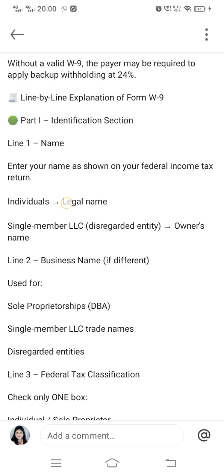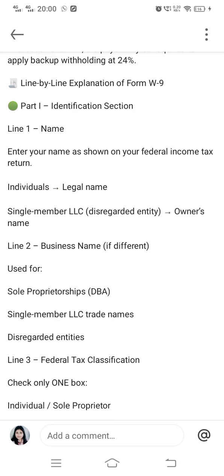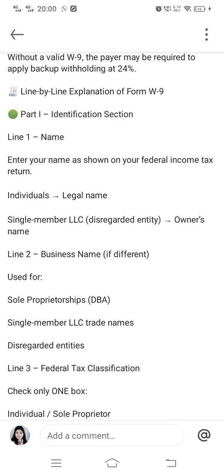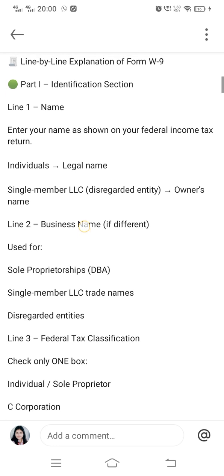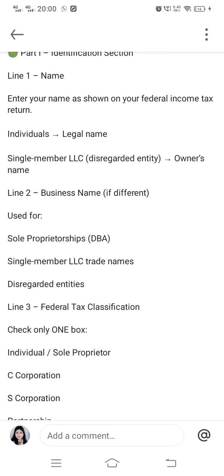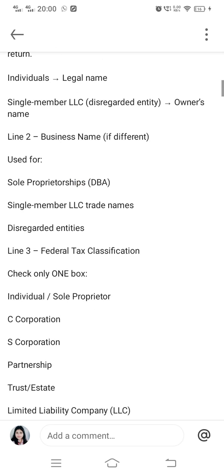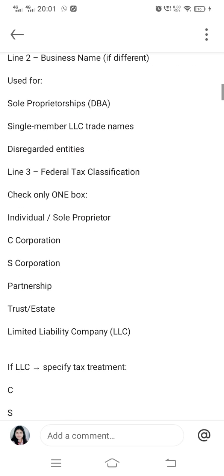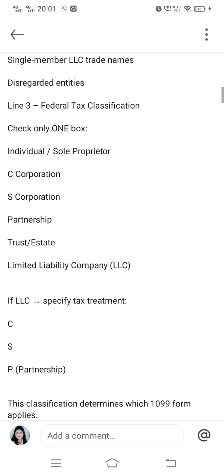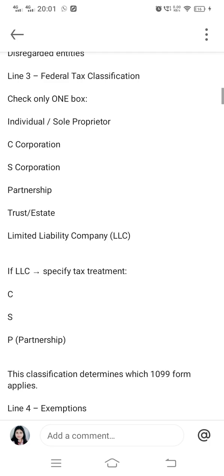For individuals, enter the legal name, and for a single member LLC, the disregarded entity owner name. Line 2 is business name, if different, used for sole proprietorship DBA, doing business as, single member LLC trade names, and disregarded entities. Now comes line 3, where you have to do the classification of federal tax. You have to check only one box that is applicable to you. And what are the criteria in line 3?